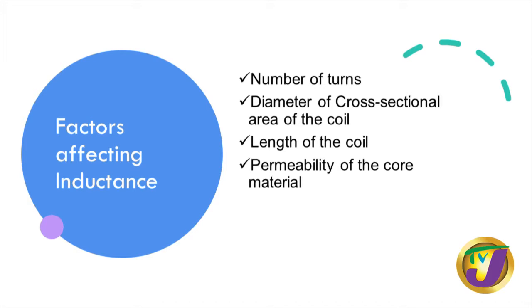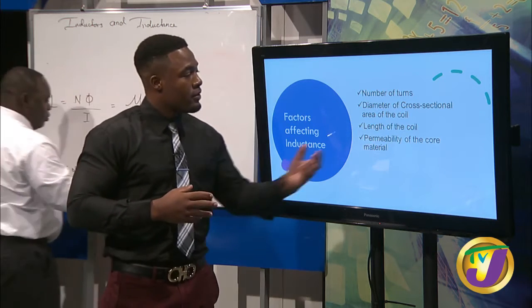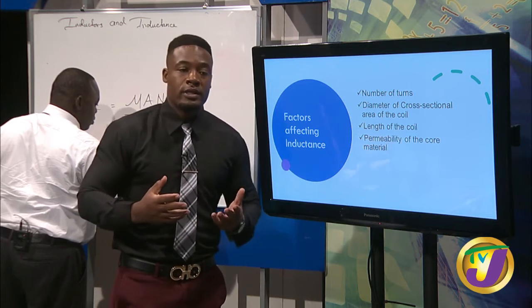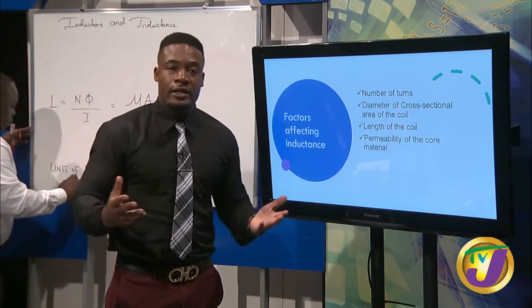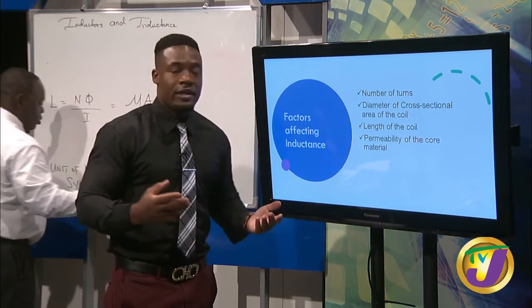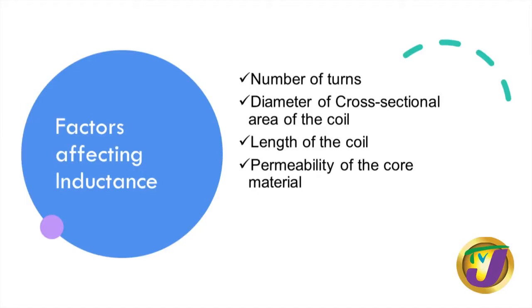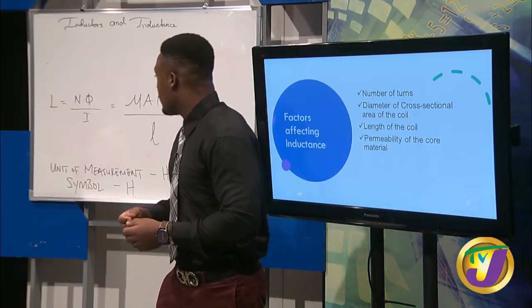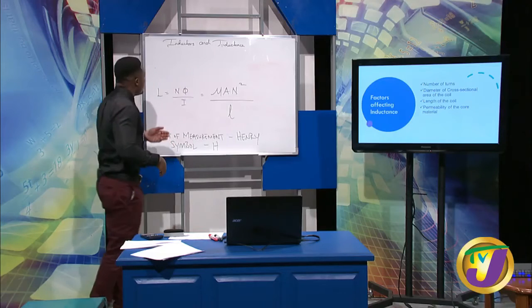The final factor, the permeability of the core material. All right? Now, when we mention permeability, what we are referring to is the ability of a material to promote the magnetic lines of force. All right? So, in other words, in essence, it can be linked to conduction, right? So, how a material would conduct electricity, but in this sense, we're speaking to magnetism. All right? Good.